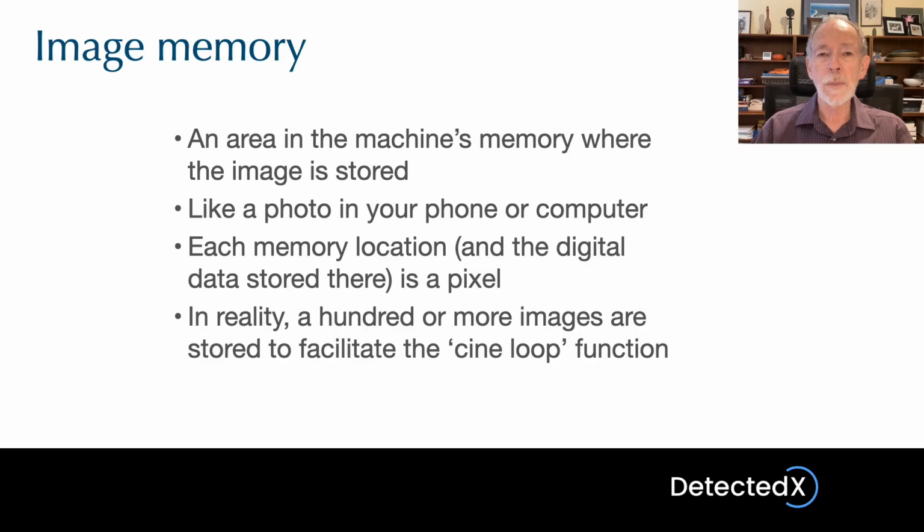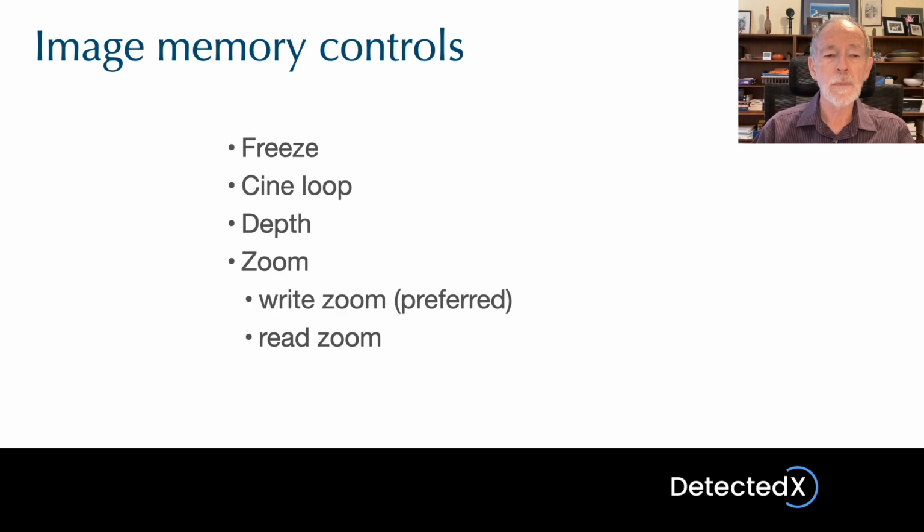So if you're looking at something that's mobile, like an early fetus, or very dynamic, like a heart, you're able to capture the image and then scroll back to find the specific image of interest. This is an enormously useful function.